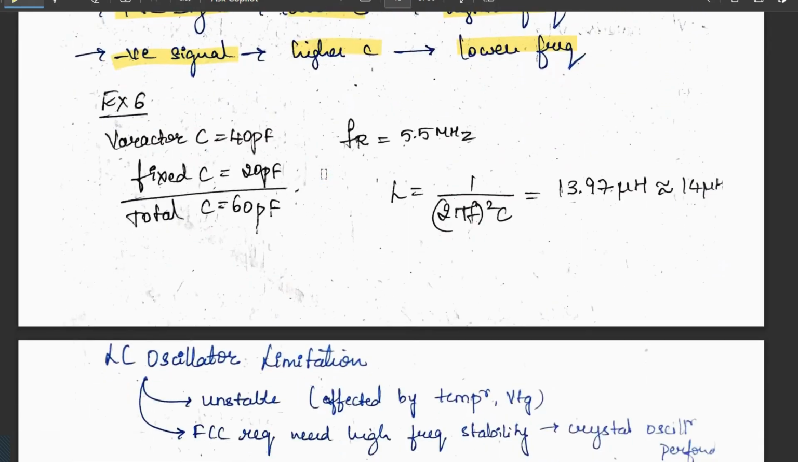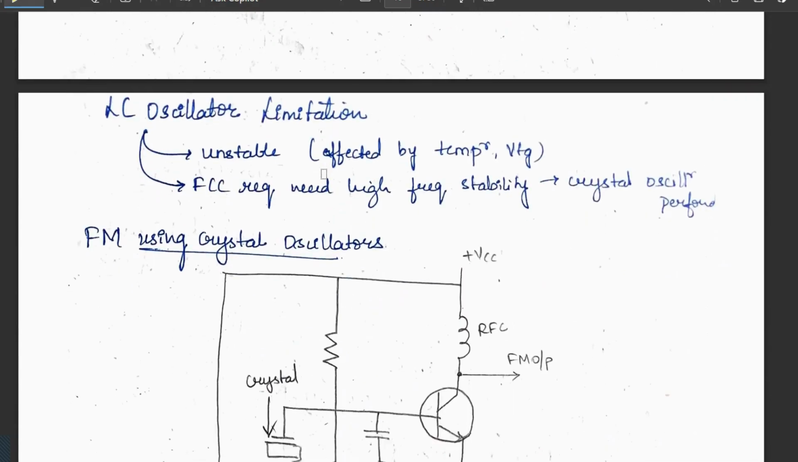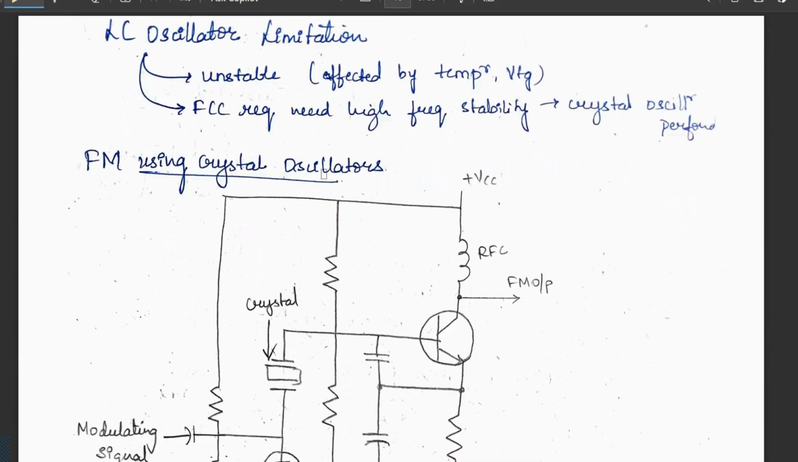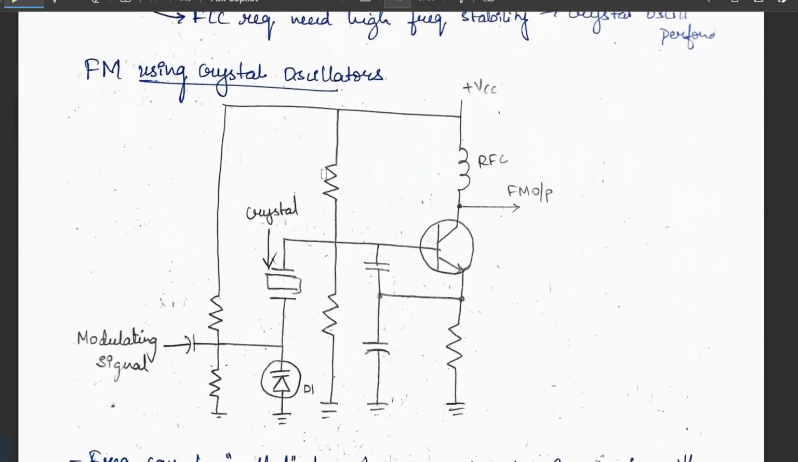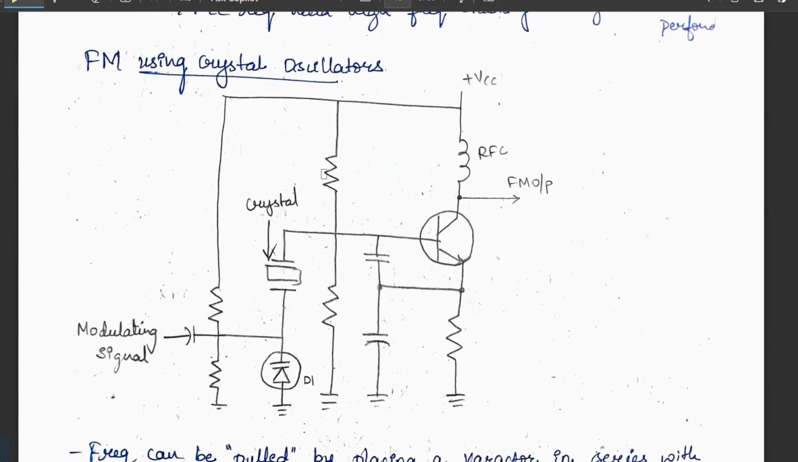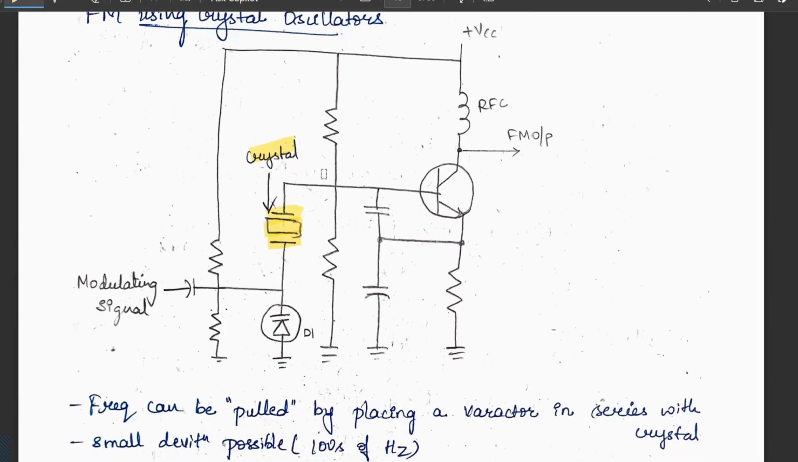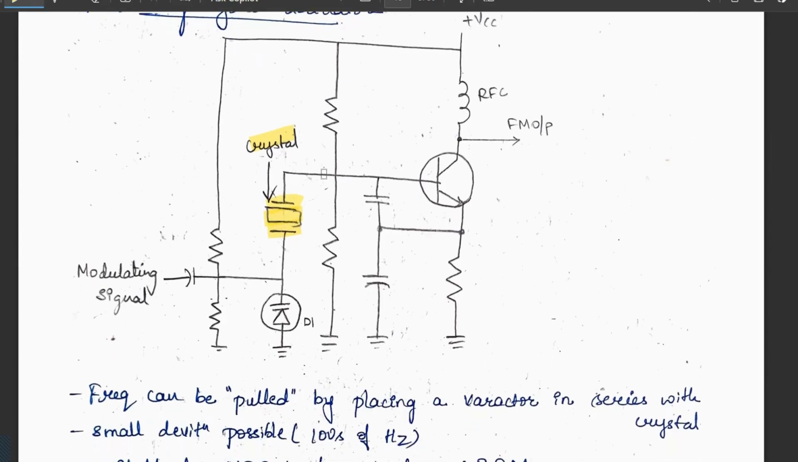Based on that, you are having a problem. The LC oscillator has a limitation: it is unstable, that is, it is affected by temperature and voltage. The FCC needs high frequency stability, so a crystal oscillator is used. Next is FM using the crystal oscillator. We learnt about the varactor, and now here is the crystal. Frequency can be pulled by placing a varactor in series with the crystal.